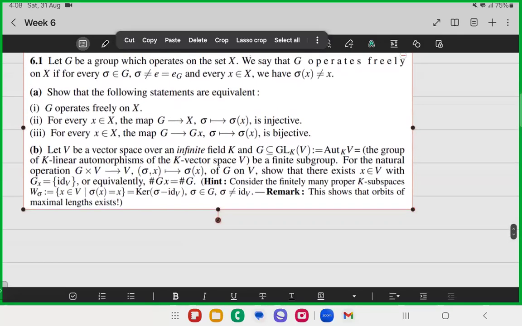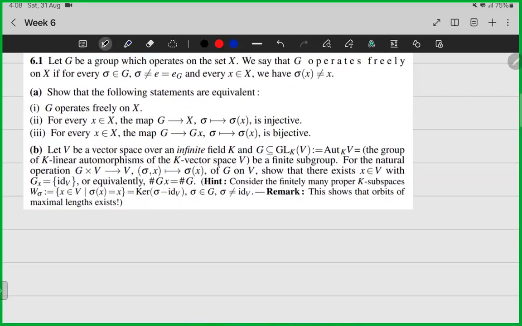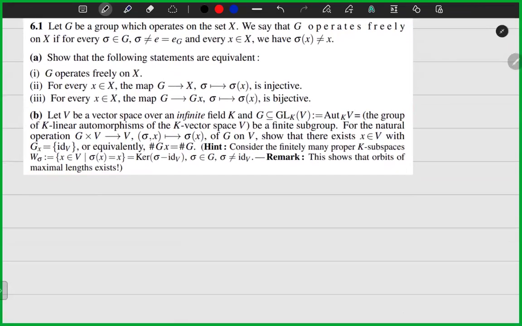So we are given a group G which operates on X. G operates freely on X. Freely means that if you take any element other than the identity, it fixes no elements. That is, for any x, sigma of x is not equal to x.